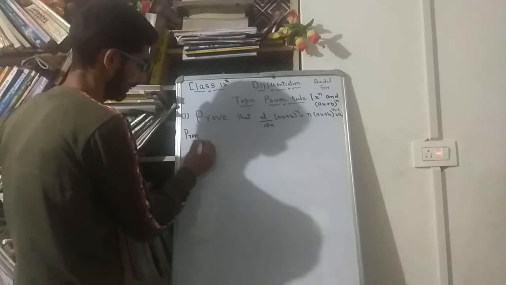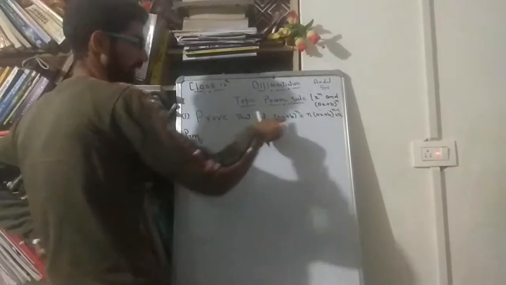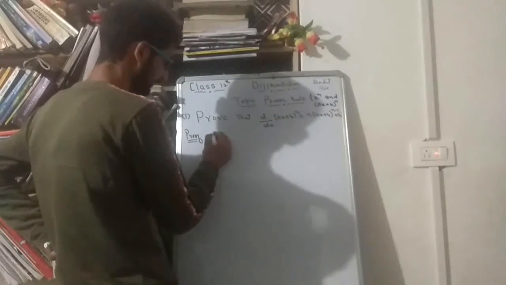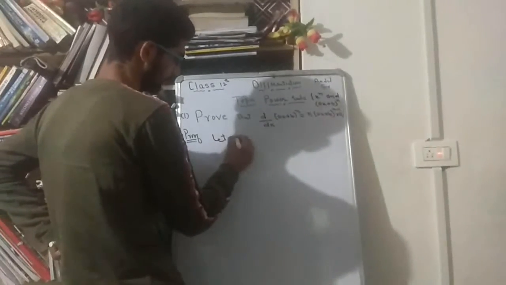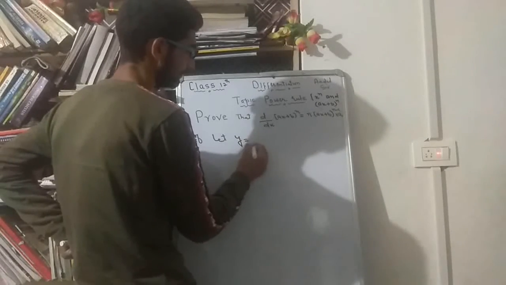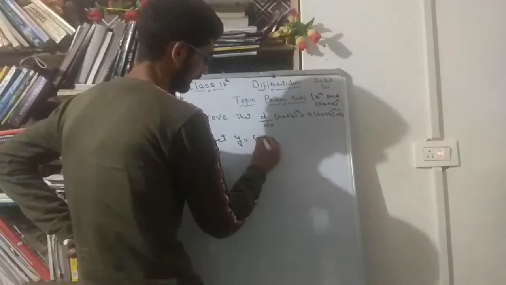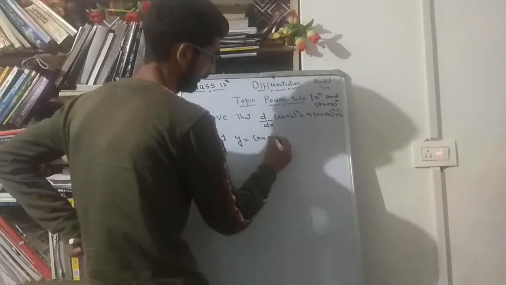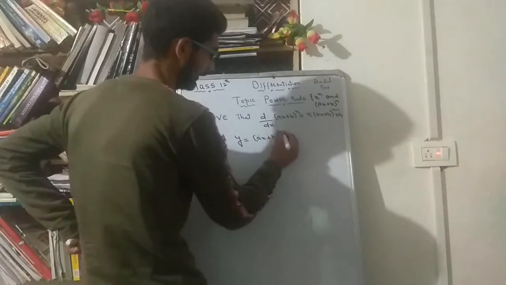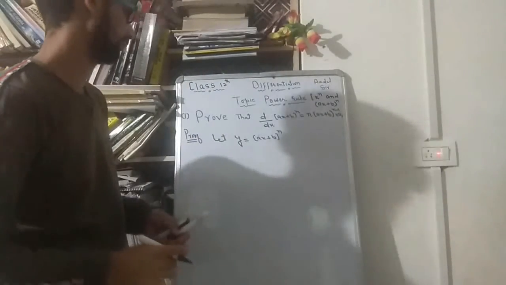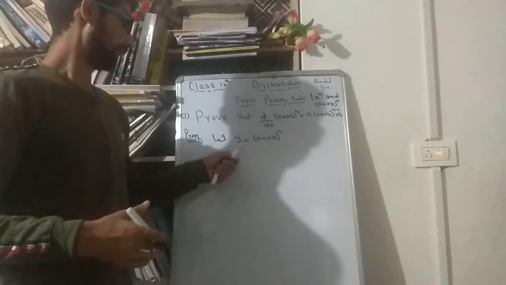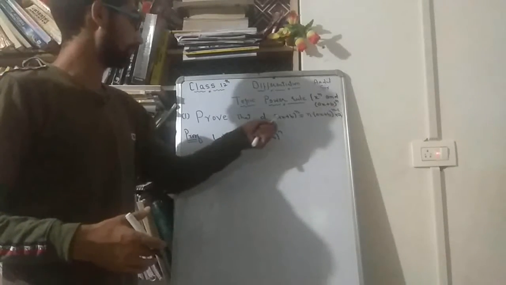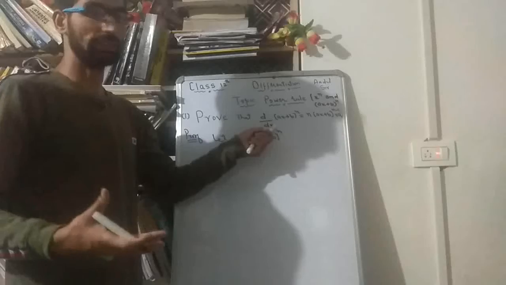Prove. The first step that we have to do is to take this as y, so that y equals (ax plus b) raised to the power n. But I don't think we will get enough time, so we will first do some simple example for this result, and after that we will prove it.